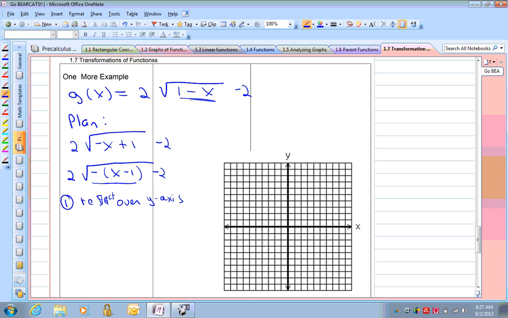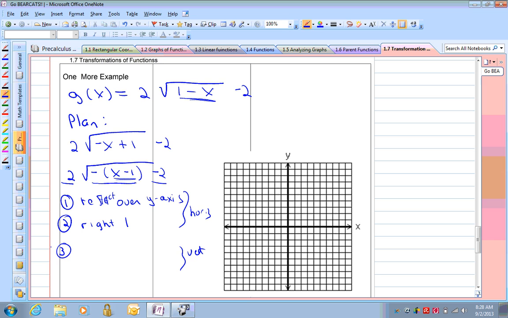Let me fill all that out. Okay, reflect over the y-axis. The second set of instructions is we're going to notice the inside here, we're going to move to the right 1. Then we're going to go back to the front of the problem, and everything else that's left is vertical. So these were horizontal, and the rest of this is vertical. And it's kind of important that you note that, because if you don't note that, then sometimes you just do it opposite of what you should. So it's just a check on yourself.